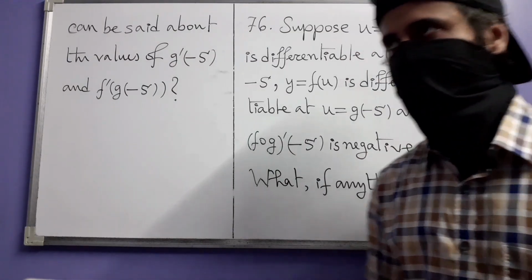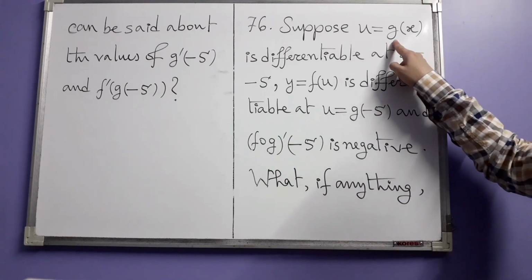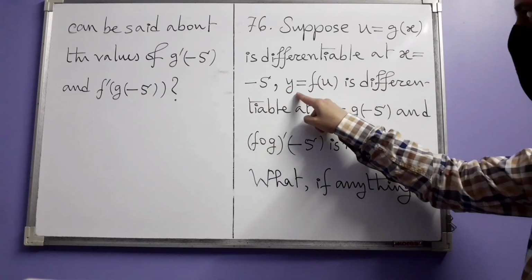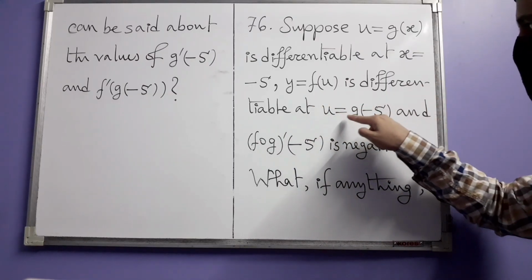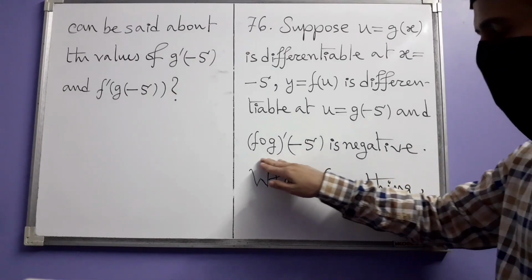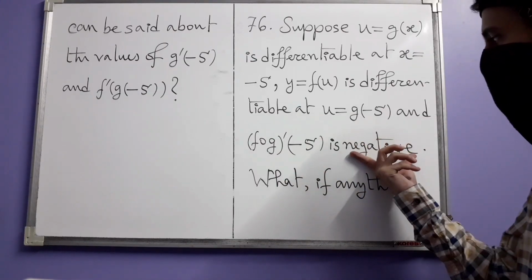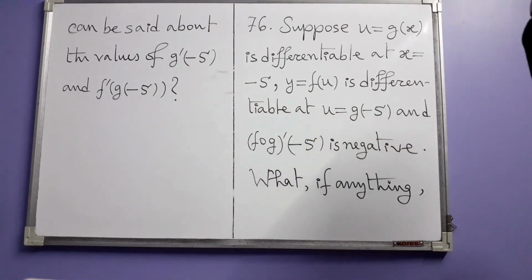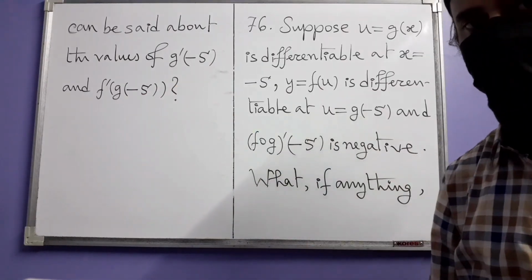Next we have number 76, and in this one also two functions are given. U is a function of x and the function is g. It's given that it is differentiable at x equal to -5, and y is the function of u and the function is f, and this one is also differentiable but at u equal to g of -5, and it is given that the derivative of the composite f composition g at -5 is negative. What, if anything, can be said about the values of these two derivatives, the derivative of g at -5 and the derivative of f at g of -5?